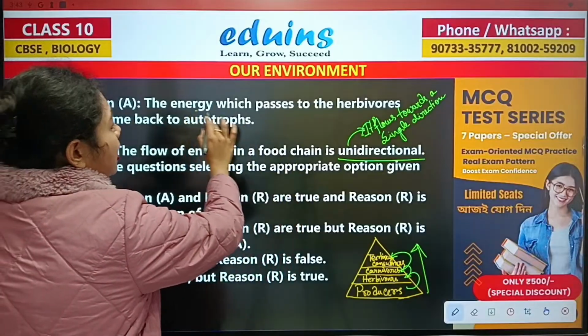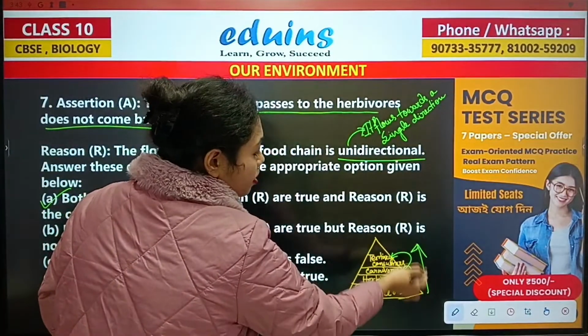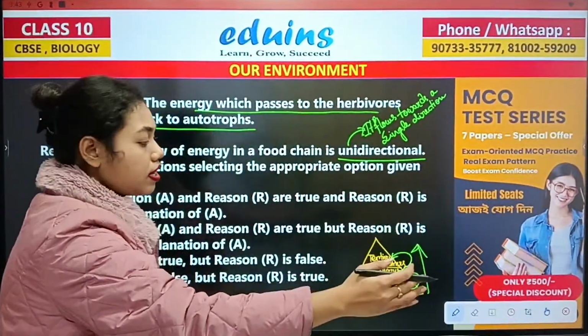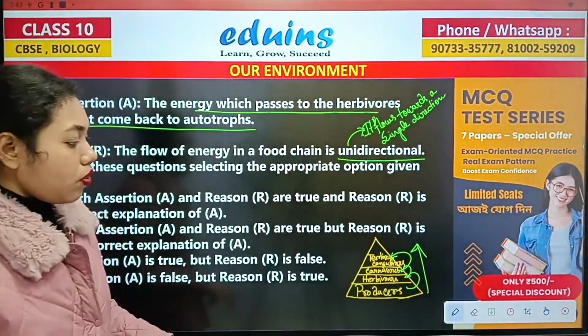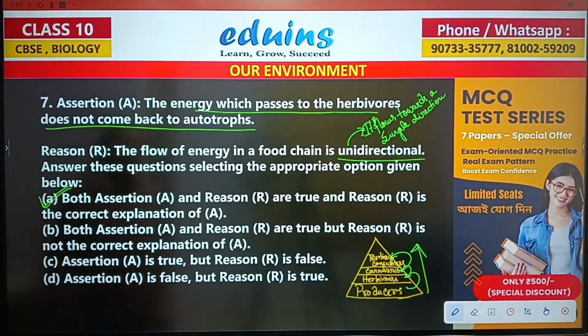Because the energy which passes to the herbivores doesn't come back to the autotrophs. As the energy flow is unidirectional, it always moves in a single direction, so it doesn't come back to the producers again. Okay, so the right answer will be option A.